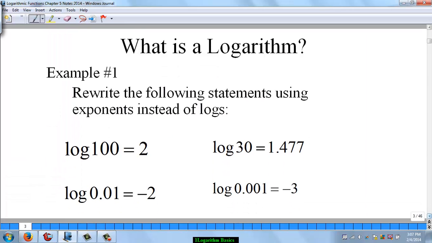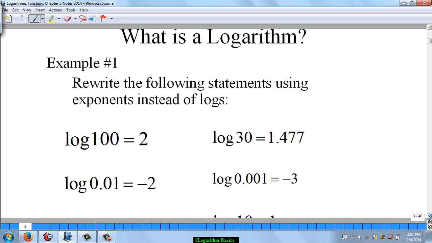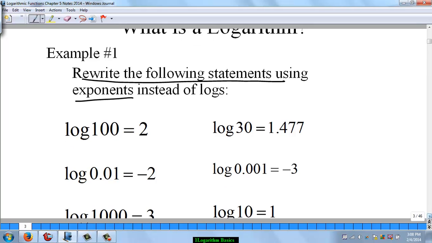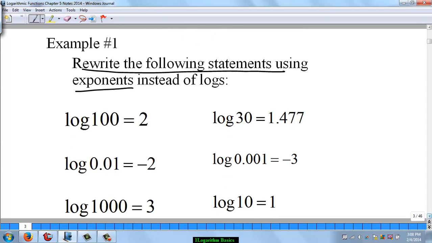We're going to practice what is a logarithm and to find out more what's going on. And hopefully you'll start seeing a pattern here. So if I do a log of 100, and we're not going to use a calculator, but we're going to rewrite these using exponents instead of logs. So these are all log statements. So all of these don't have anything by the log. If they don't, it's all understood that they're base 10. So you can write that down if you want, but they're all understood to be base 10.